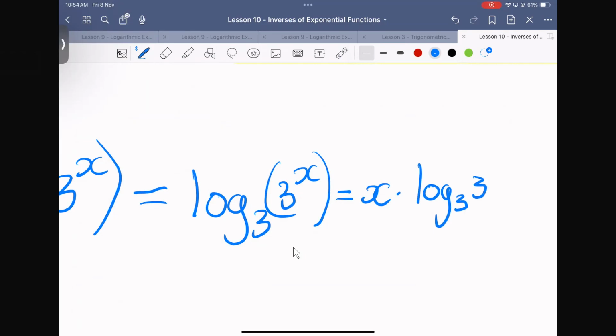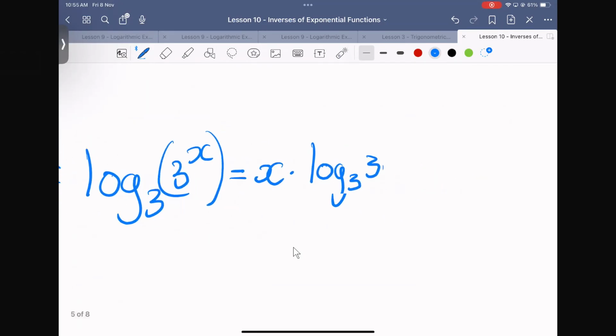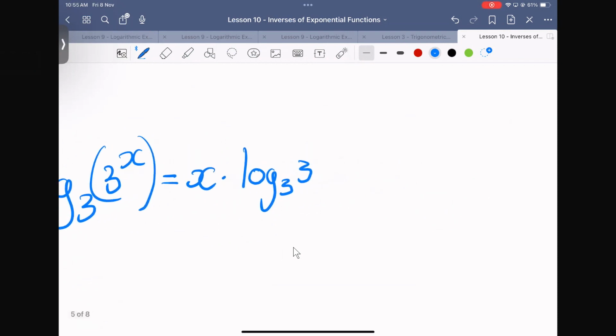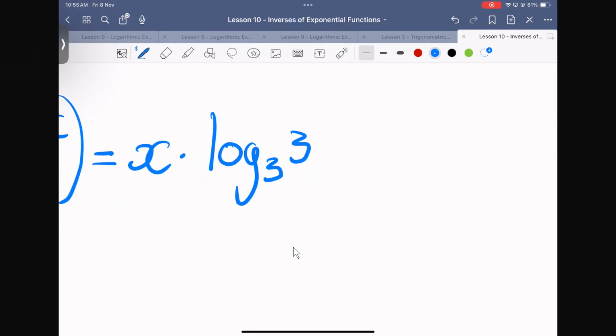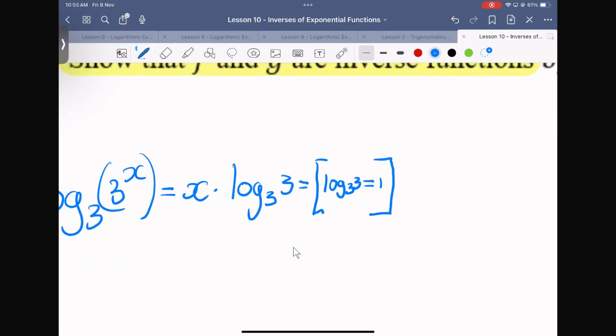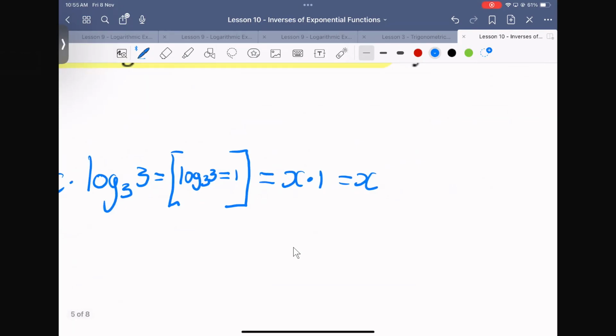Now, what can we do here to simplify it? Log 3 of 3 is 1. So we can use the property. If you want to add a property into your proof and explain what you're using, put it inside a little square box like this, so it's not part of the actual algebra. We can use the property log 3 of 3 equals 1, which means that this expression simplifies to x times 1, which is just x, which equals the right-hand side, QED.